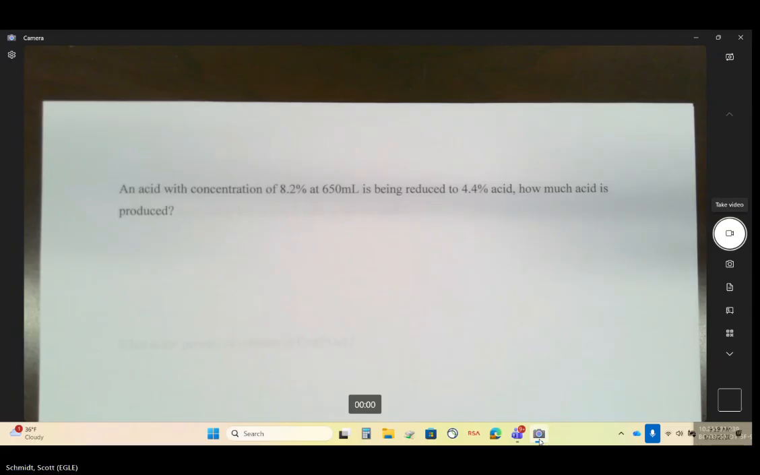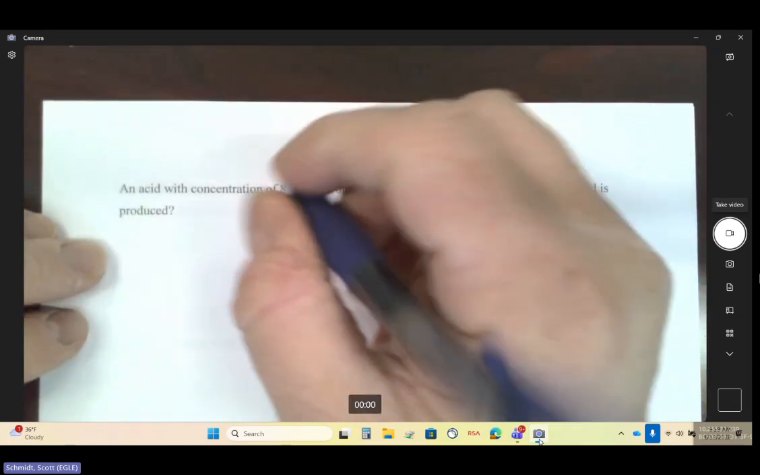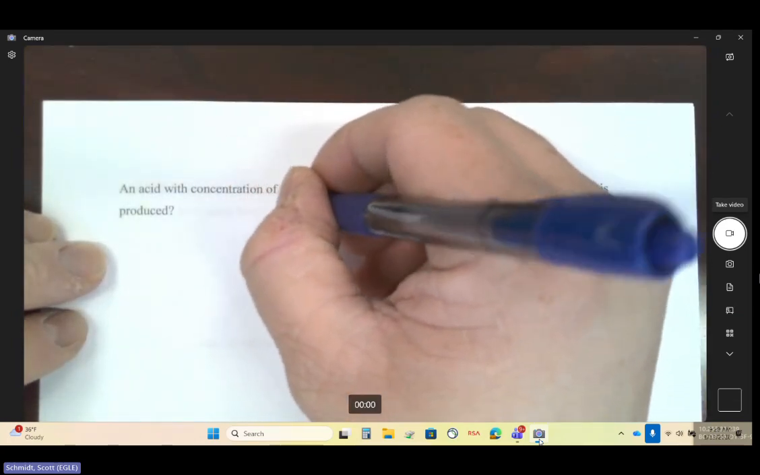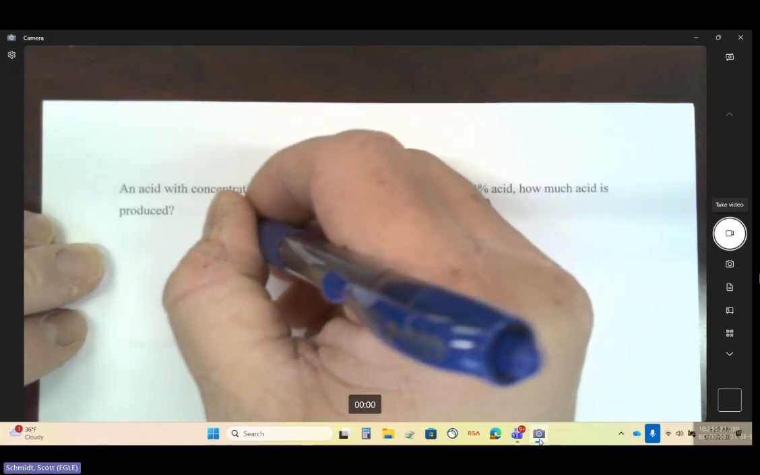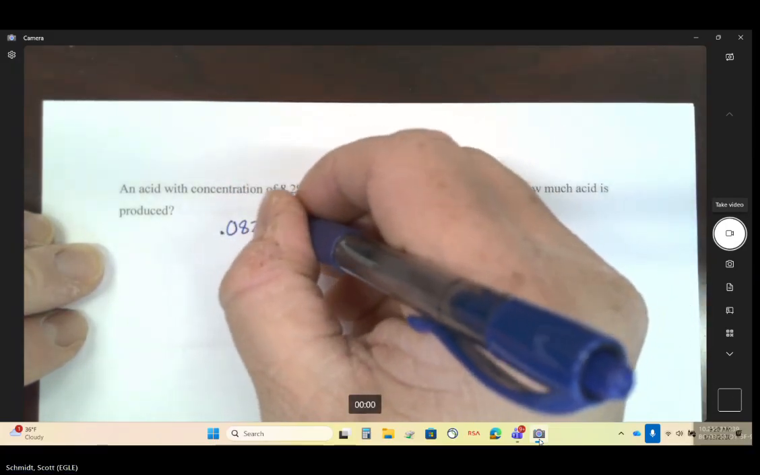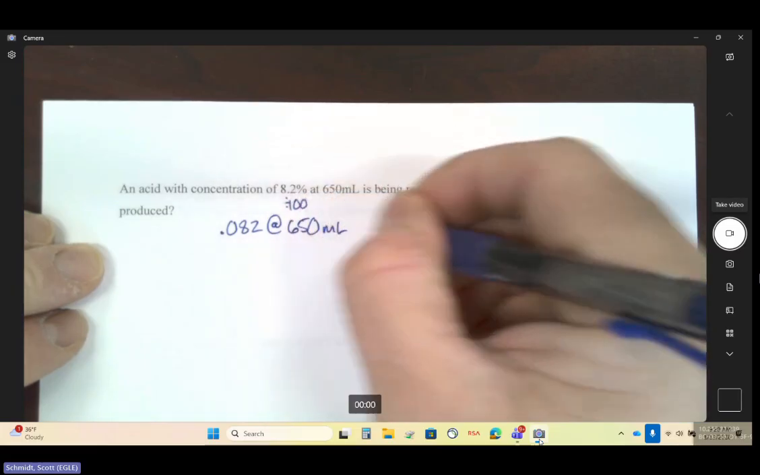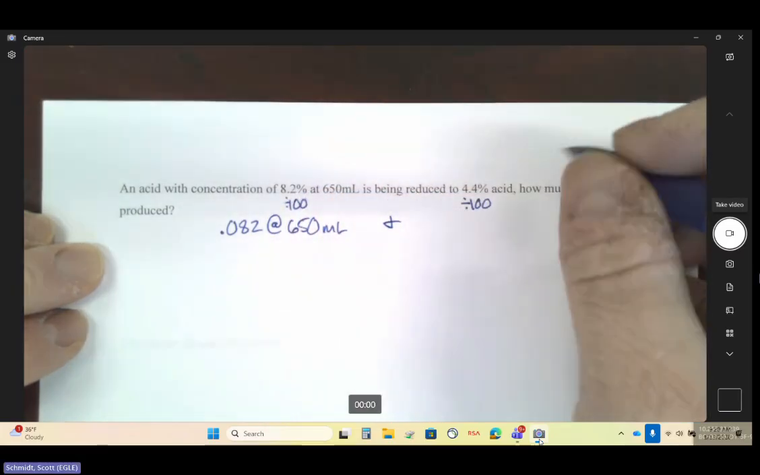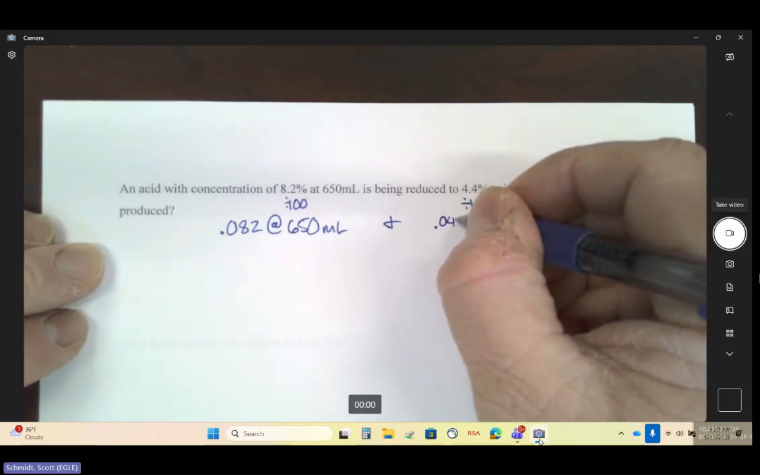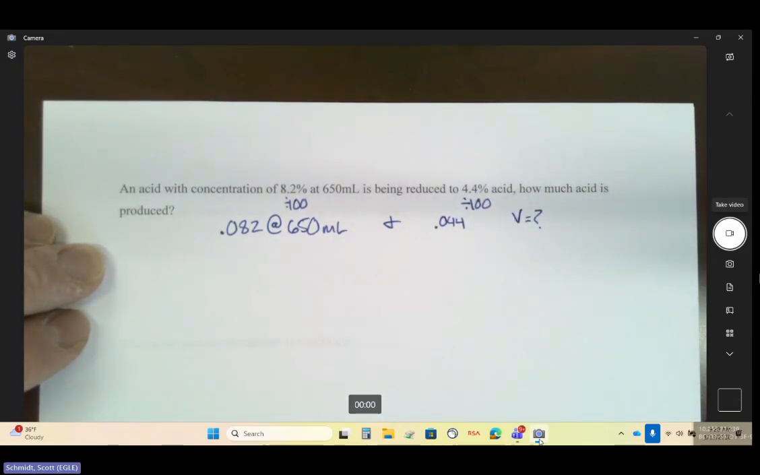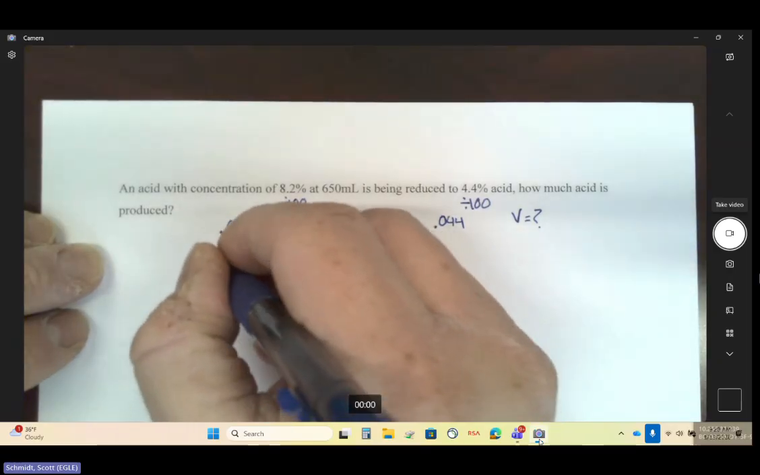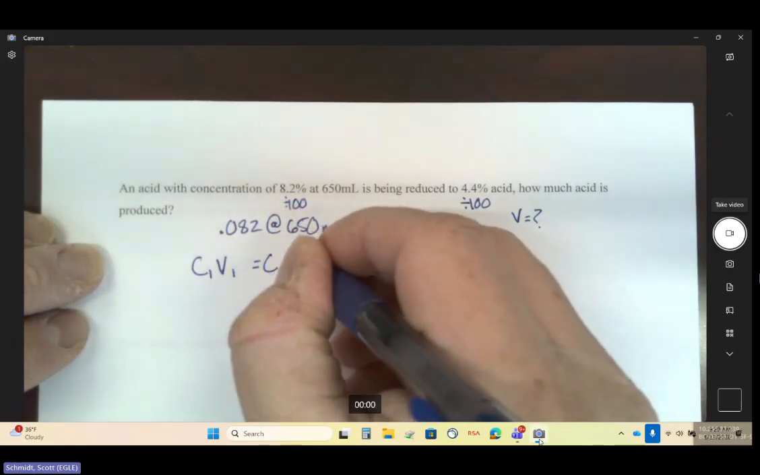So we usually convert our percents to decimals here, and you do that by dividing by 100. So the very first thing I'm going to do is divide each of these by 100 to get them to a decimal form. So I'm going to be dealing with 0.082 at 650 milliliters and 0.044, and I don't know the volume, right? That's my question mark. So this is known as what we call a C1V1 is equal to C2V2.